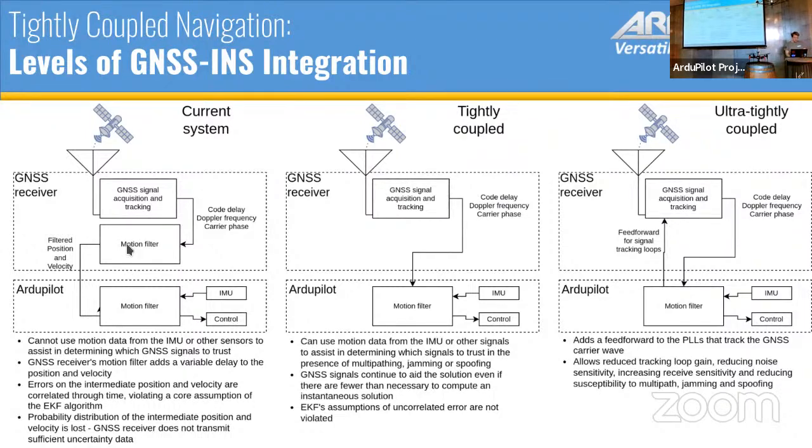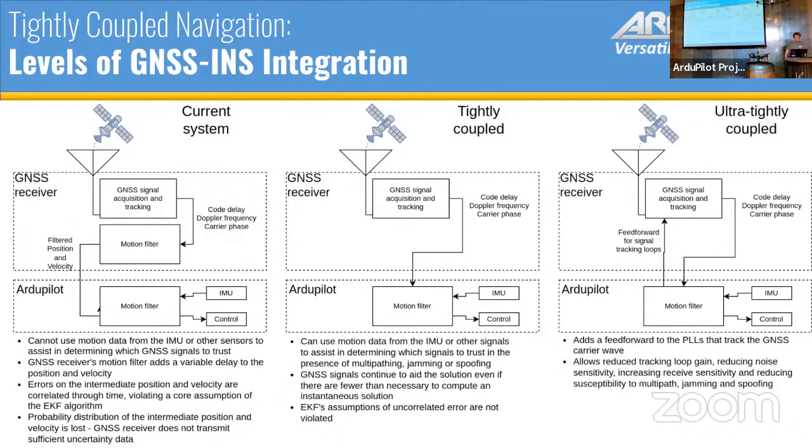Okay, so the current system basically gets filtered position and velocity out of our GNSS receiver, which is kind of a black box to us. The disadvantages of that are that basically that filter can't use motion data from our IMU or other sensors to assist in determining which GNSS signals it should trust.